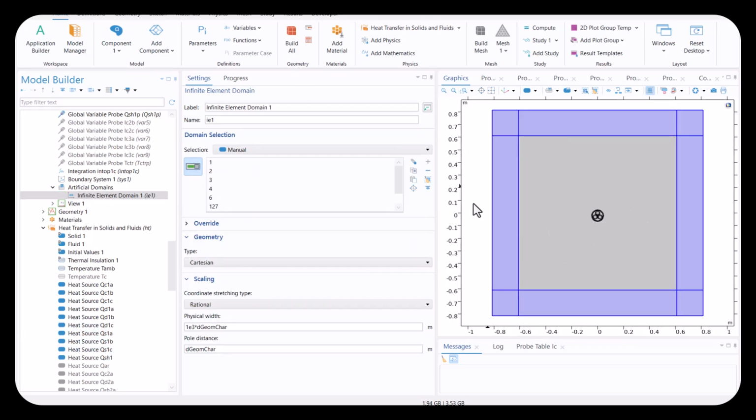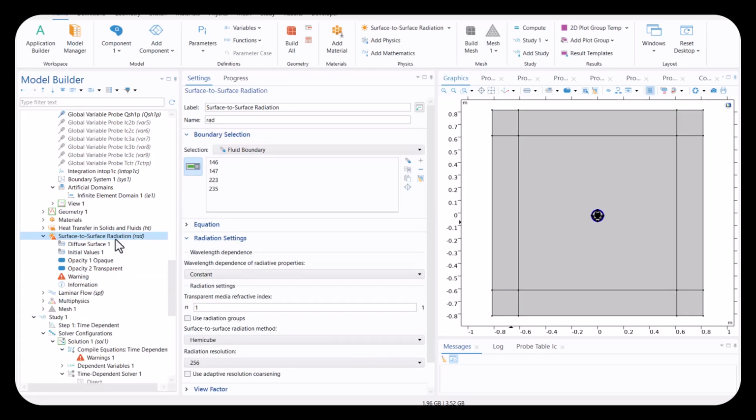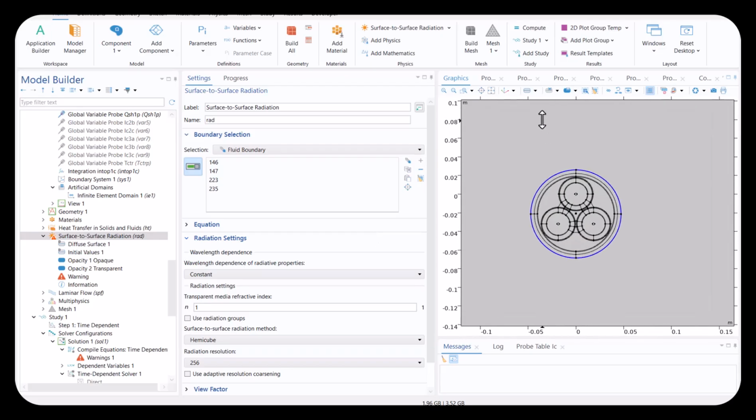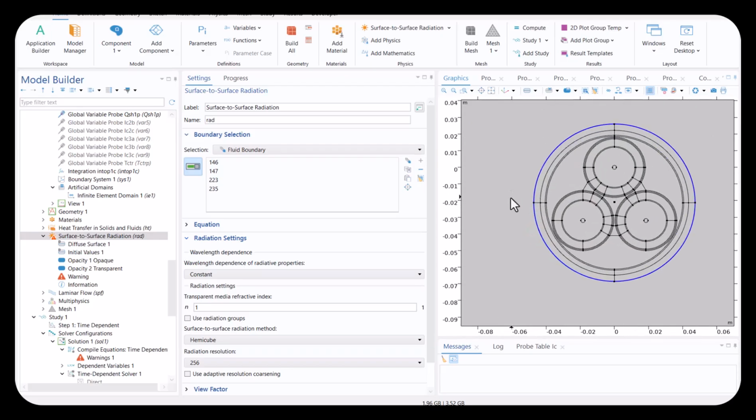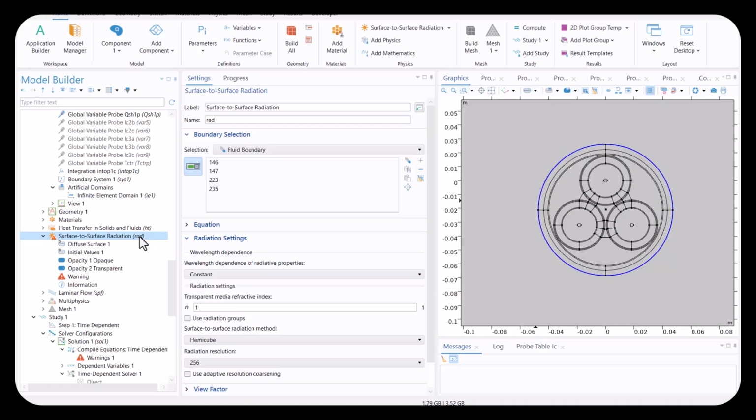Infinite element domains are applied to the exterior air domains, and an ambient temperature of 40 degrees Celsius is fixed to the exterior boundaries. For the surface-to-surface radiation physics interface, only the cable's exterior jacket boundaries are selected. The jacket domains are set to opaque, and the air domains are set to transparent. Part of the heat generated in the cable will transfer out radiatively due to the temperature difference of the cable's exterior boundary and the ambient environment.